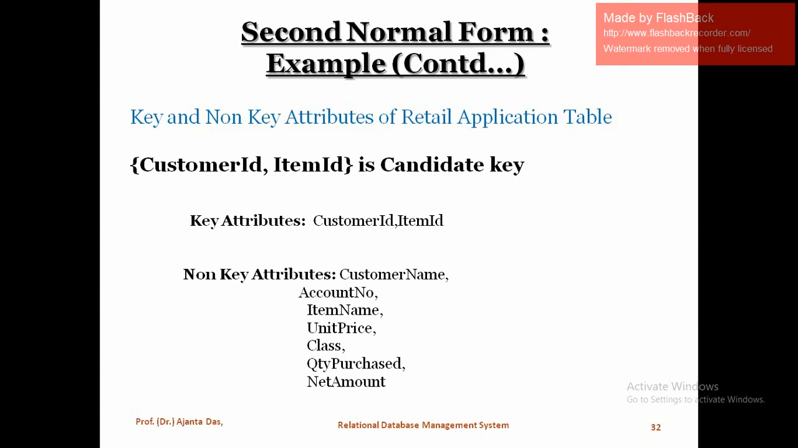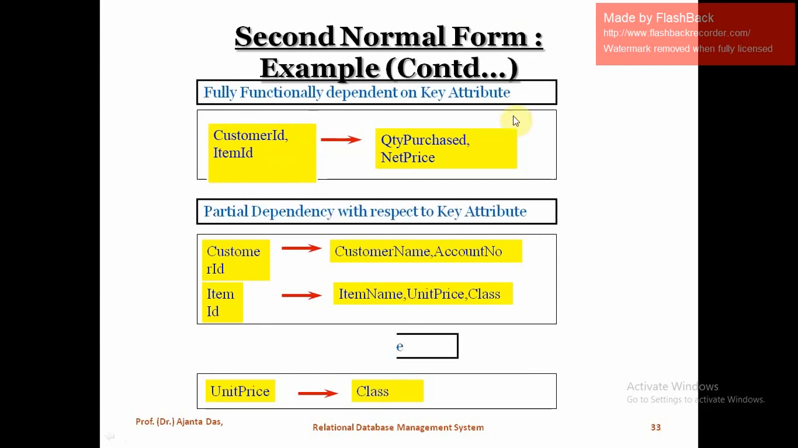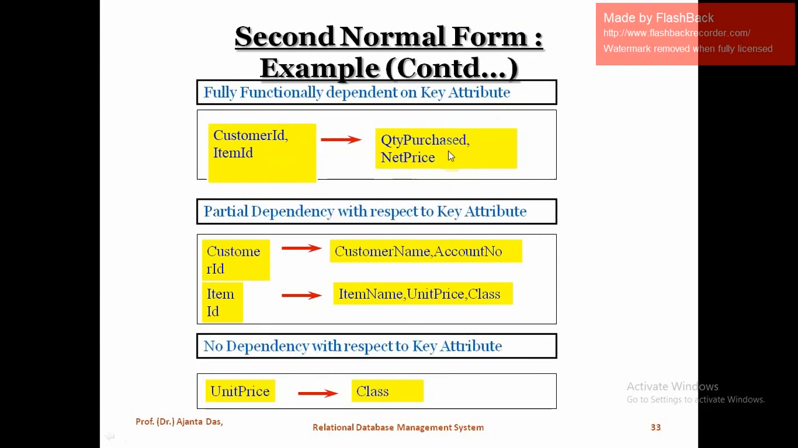So how many attributes do we have over here? Altogether we are having again 9 attributes. You see 1, 2, 3, 4, 5, 6, 7, 8, 9, right? So now this is that functional dependency diagram. You can see quantity purchased and net price are directly dependent on the primary key, customer ID and item ID. So that is fully functionally dependent. These two are partial dependencies because customer name and account number are dependent on only customer ID, that is a subset of this. Item name, unit price and class are dependent on a subset of this. So partial dependency. And class is dependent on unit price, right?